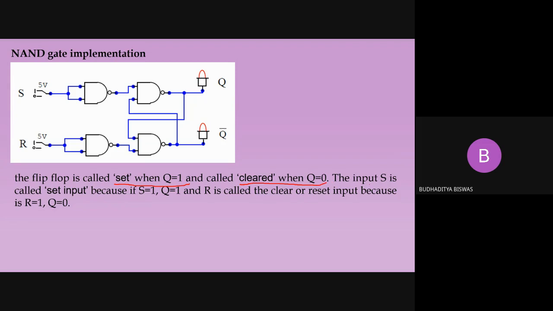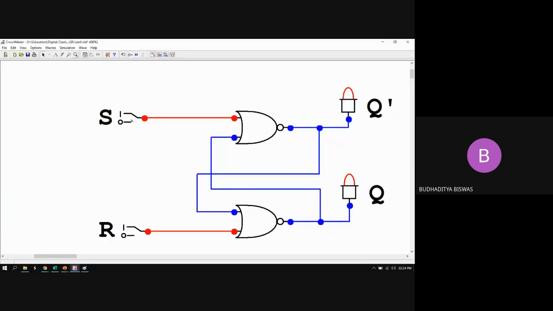The input S is called the set input. Why is it called the set input? What is the meaning of the name S? Because if S equal to 1, then Q equal to 1. And R is called the clear or reset because when R equal to 1, Q equal to 0. Let's check this. In this circuit, when S equal to 1, R equal to 0, then Q equal to 1, which means it is set. When R equal to 1, S equal to 0, Q equal to 0, which means it is reset. So if I give 1 to that input, the output becomes set. That's why the name of the input is the set input, or S input.